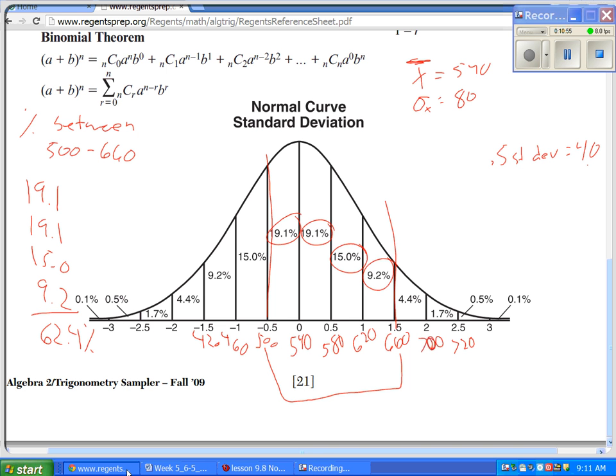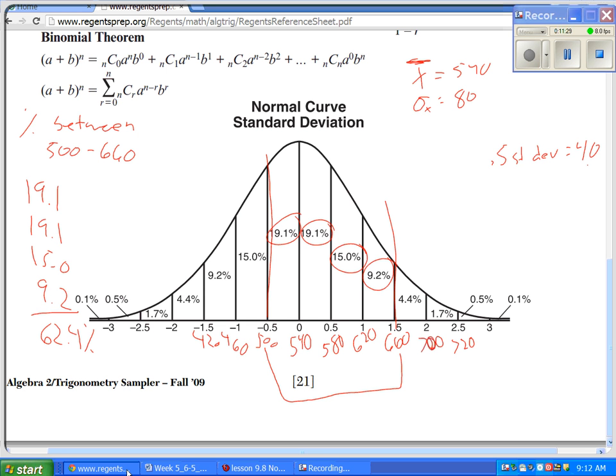Now it also wants to know how many actual people are this. We know 62.4% of the people. Part B asks us how many people is 62.4% of people. How do we go about converting that? We don't even need the normal curve really if we know this. Part B we're on. How many scores? Each person got a different score, right? So we know it's 62.4% of the scores. How many actual scores is that?